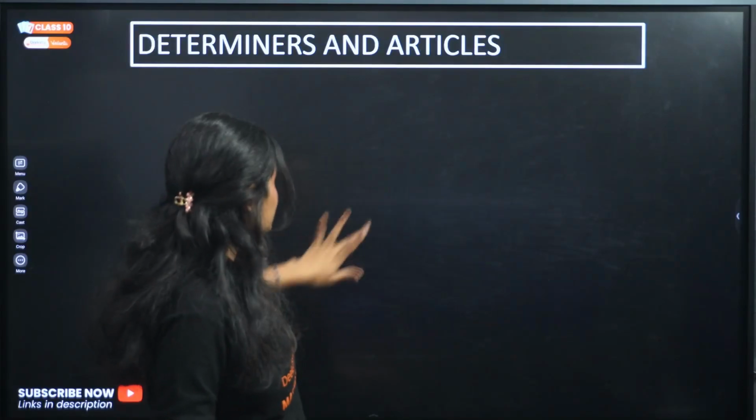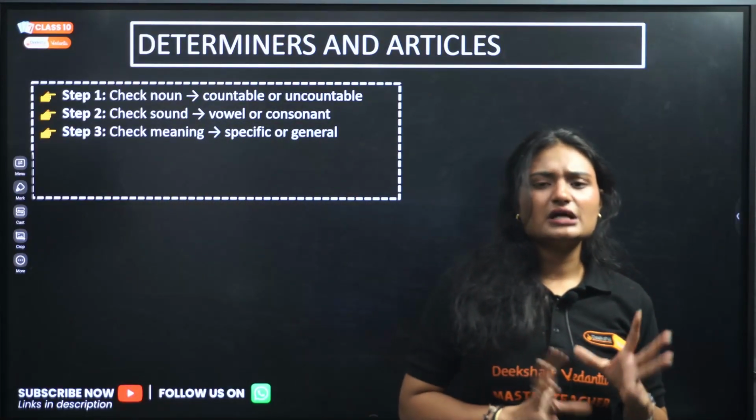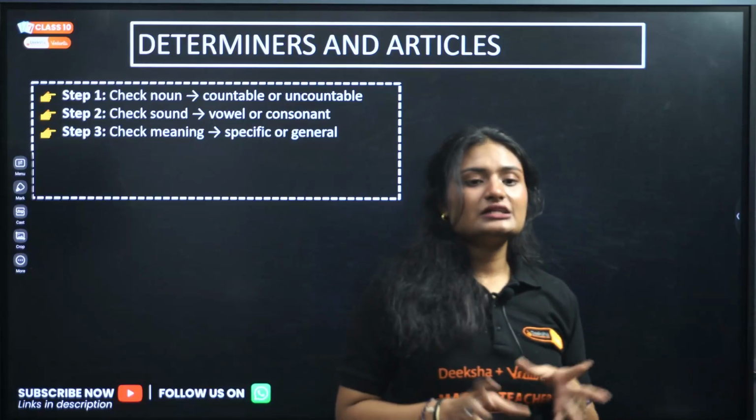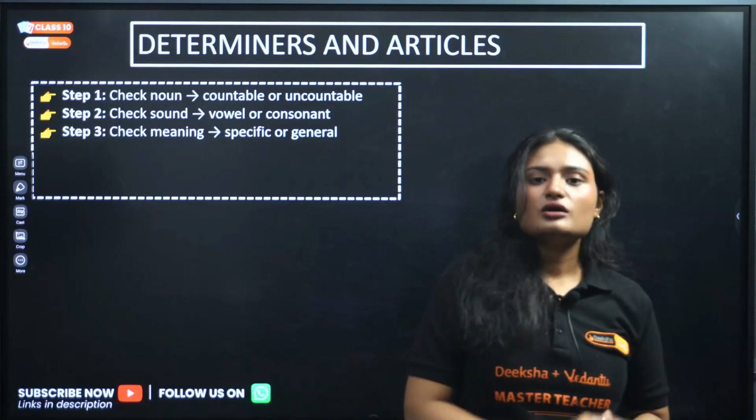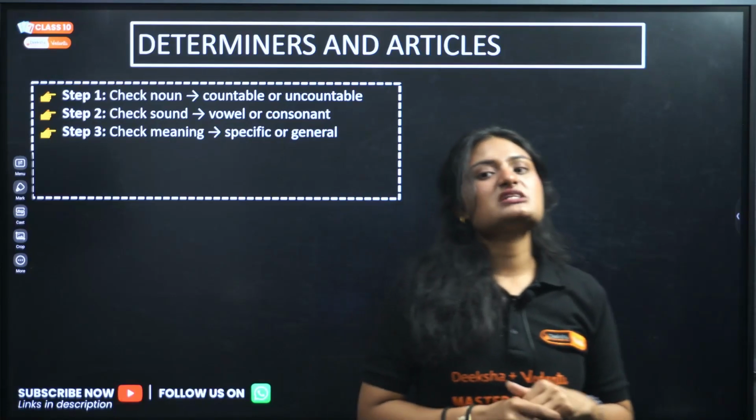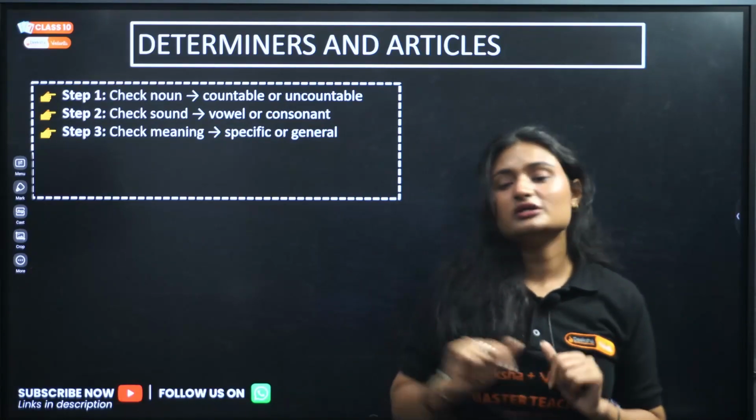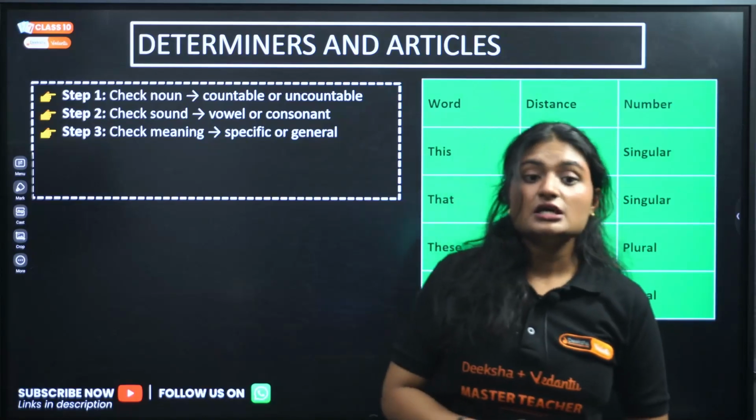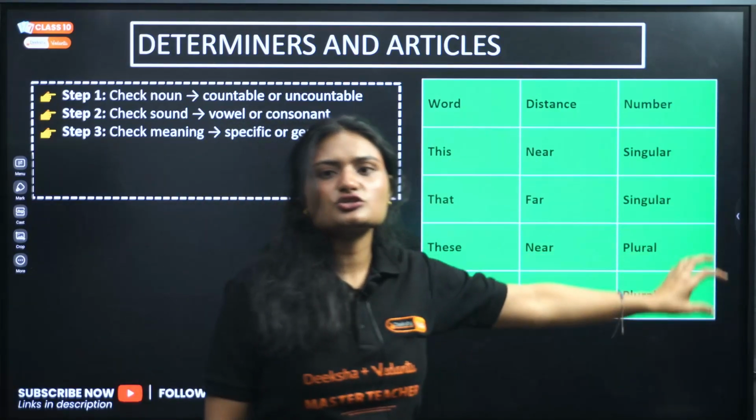Similarly, you have some others. For example, always check the noun, whether it is countable or uncountable, and then you check the sound. If you have a vowel, you use an, and for a consonant, you use a. If there is a specific thing, check the meaning. If there is a specific thing we are talking about, you use the word the. Okay, next. These are the other determiners. This is used for near distance objects, right?